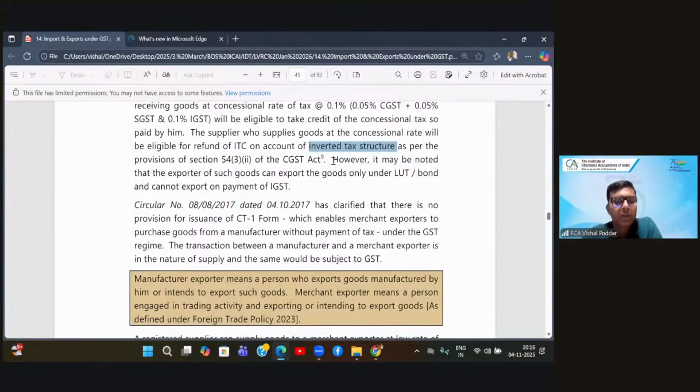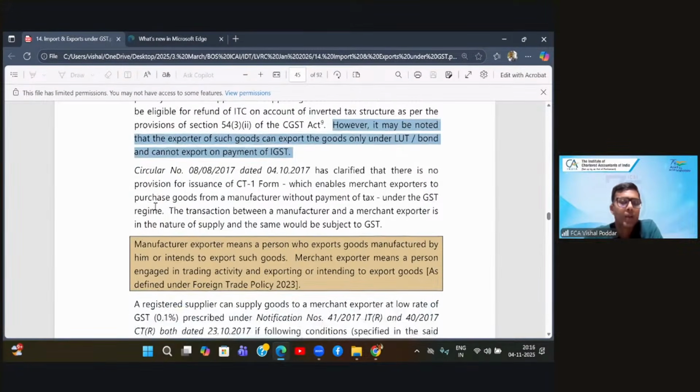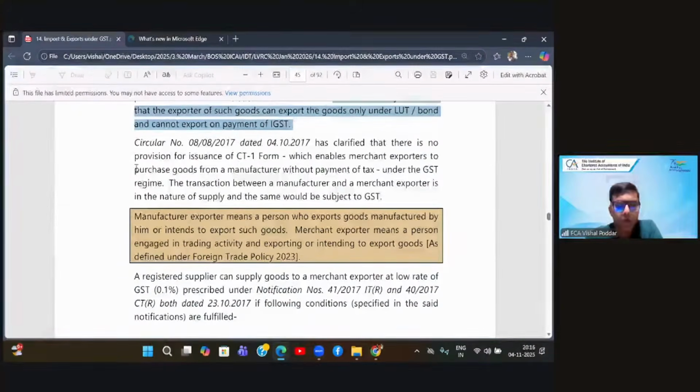Now, there are some procedural requirements. First, whenever I am purchasing from you under the 0.1% rate, that is a concession rate, then I do not have the option to make export with payment option. I will have to compulsorily make export under non-payment option, that is LUT or bond option. Further, Circular 8/8 has clarified that there is no provision for issuance of CT1 form.